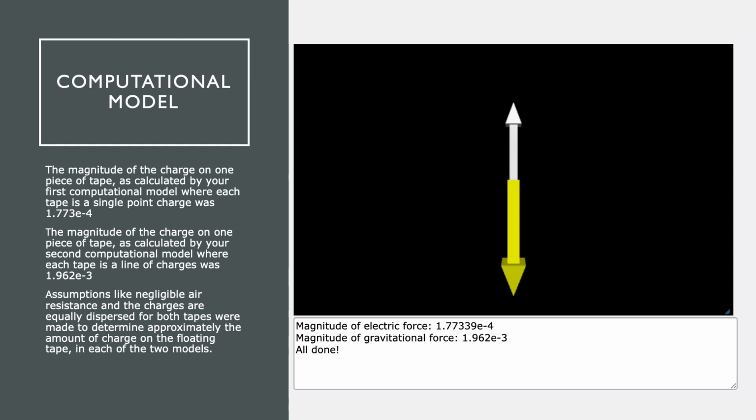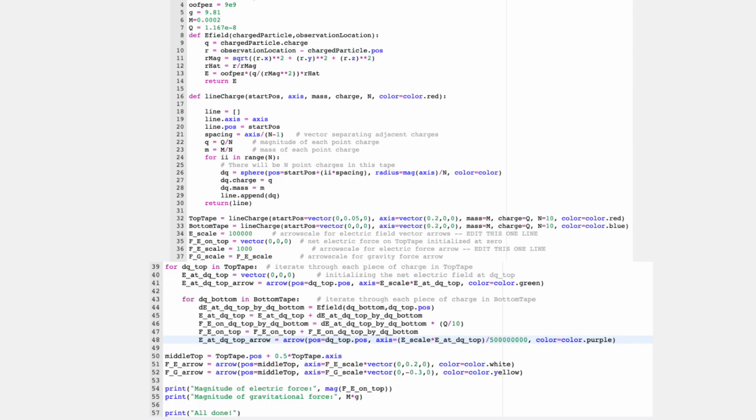When considering the tape as a single point charge, the magnitude of the charge was 1.773 times 10 to the negative 4th power. And when considering the model of a line of charges, the magnitude of charge was 1.962 times 10 to the negative 3rd power. Like I said, some assumptions were made, such as ignoring the air resistance and assuming that the charges are well distributed. And here is a screenshot of my code on this slide.